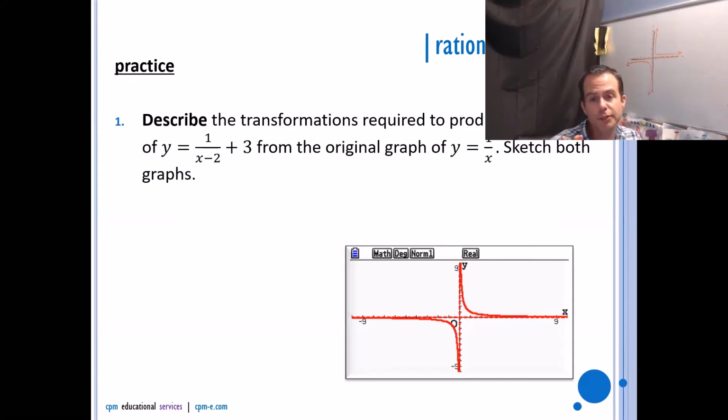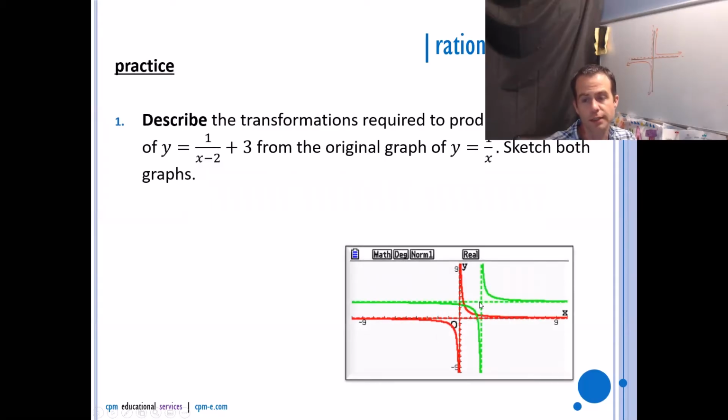So from a transformational standpoint, I'm going 2 to the right, so a horizontal translation 2 units right, and a vertical translation 3 units up. So my horizontal translation 2 units right will move this vertical asymptote so that it's on x equals 2 instead of x equals 0. And going up 3 will move the horizontal asymptote so that it's on y equals 3 instead of y equals 0.